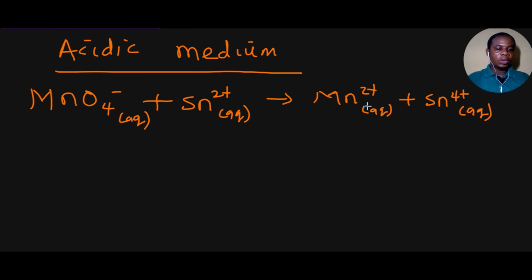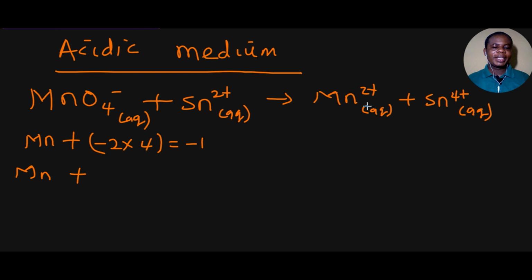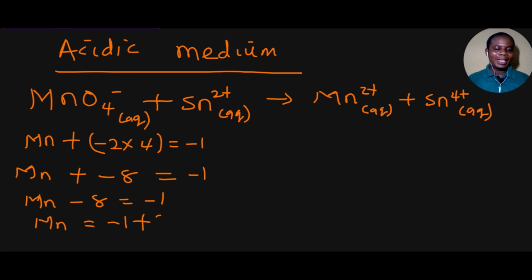So for us to get the manganese: Mn plus -2 times 4 is equal to -1. So Mn plus -8 is equal to -1. Mn is equal to -1 plus 8. Mn is equal to +7. So the oxidation number of manganese here is actually +7.